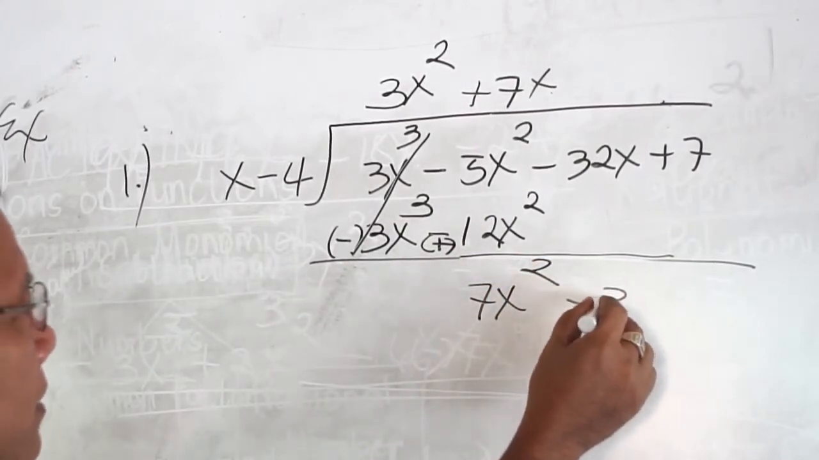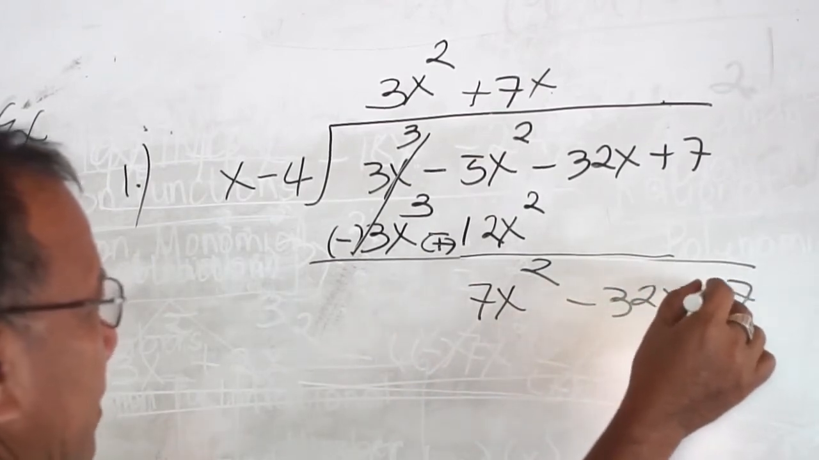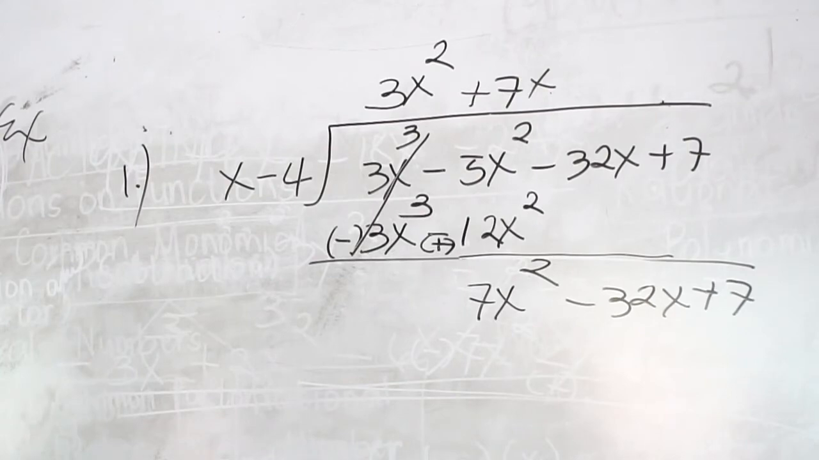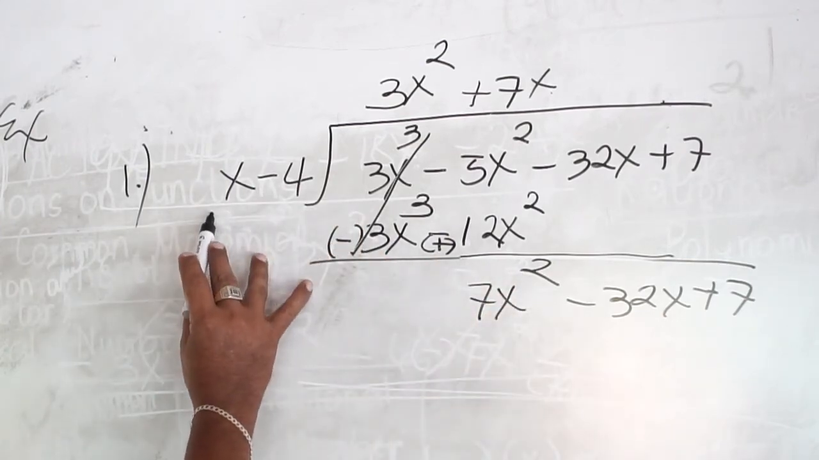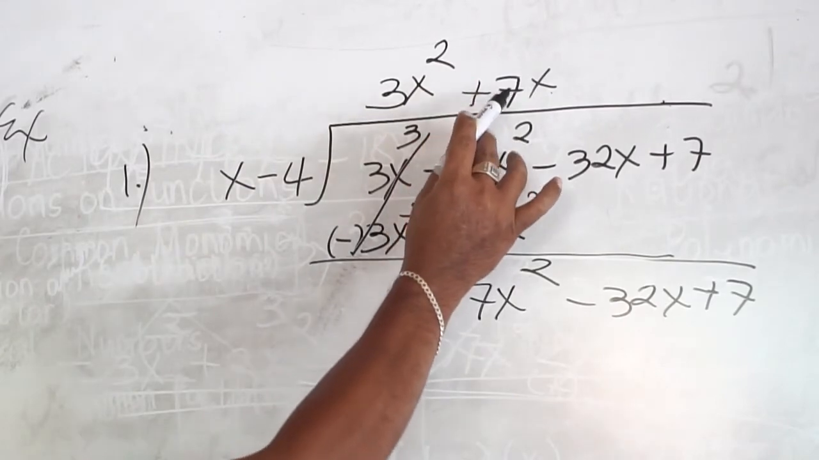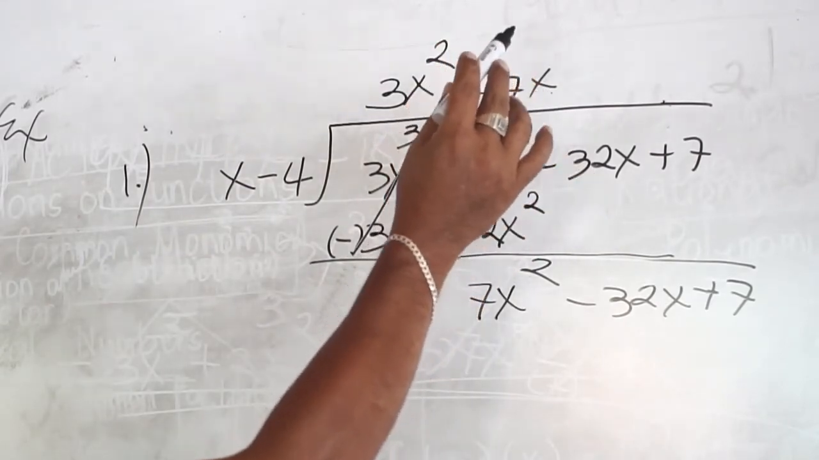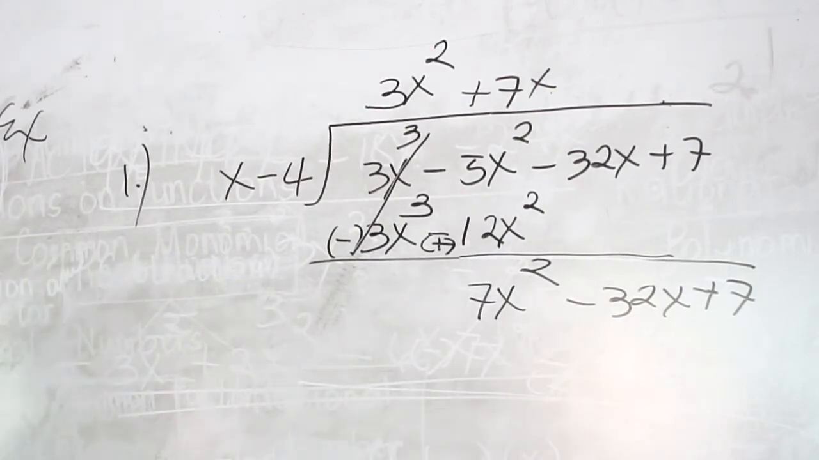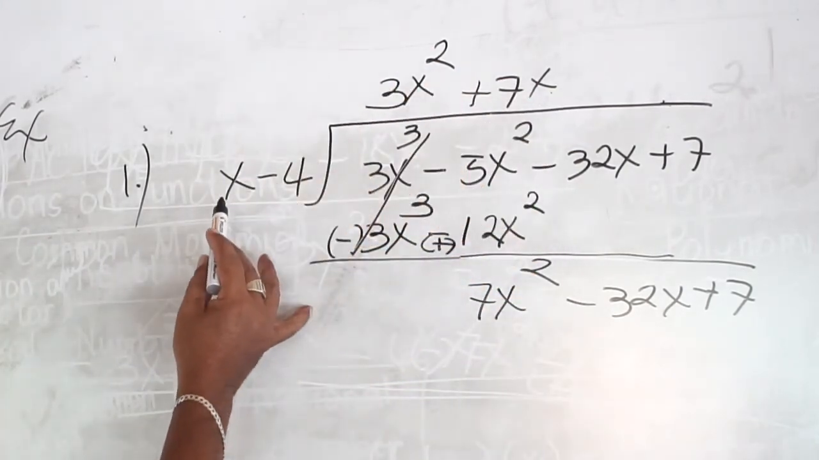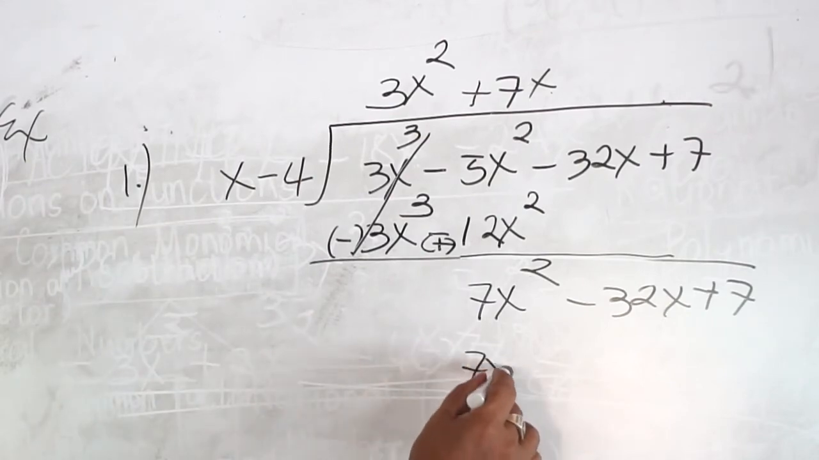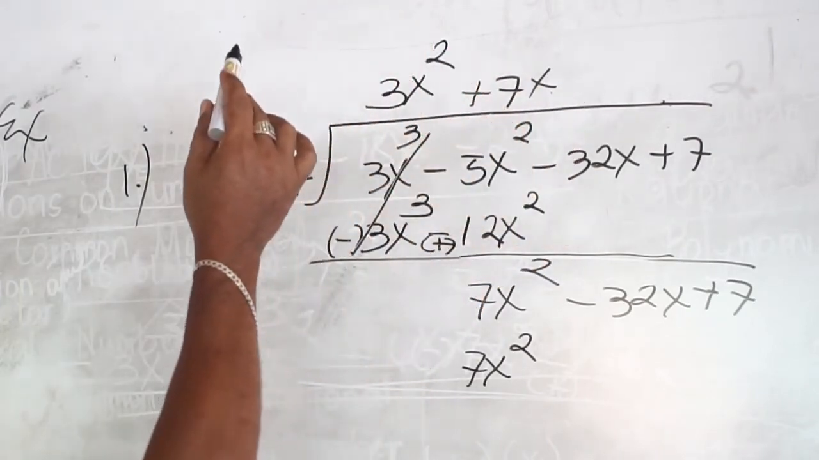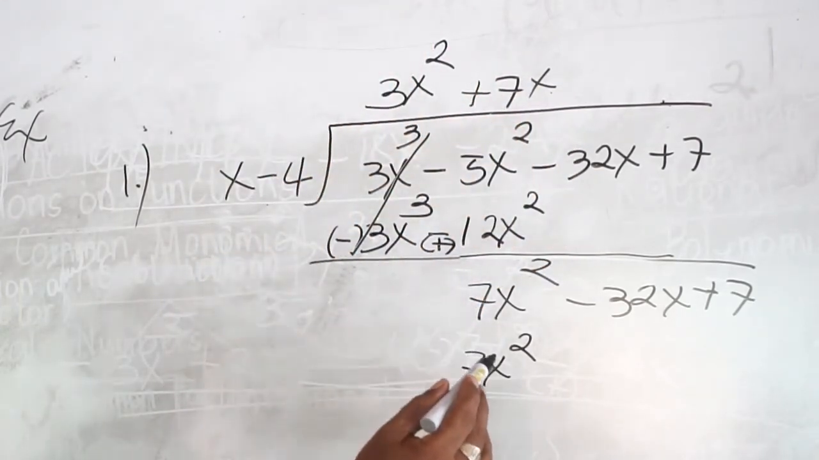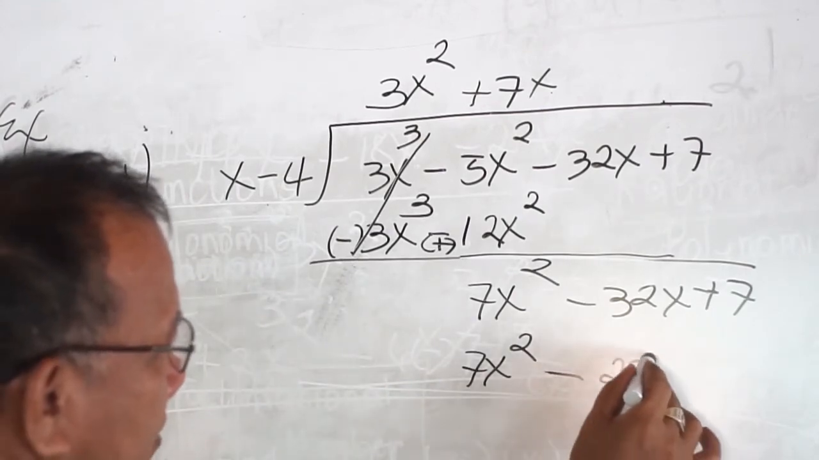Then bring down 32x, then we have positive 7. Then next, divide 7x squared by x. So we have the quotient is positive 7x. Then multiply the quotient to the entire divisor. 7x times x, so we have 7x squared. Then positive 7x, multiply it by negative 4, so the result is negative 28x.